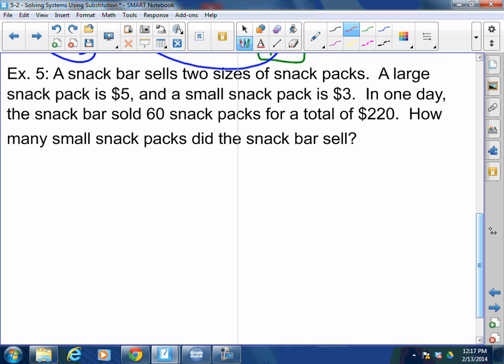A snack bar sells two sizes of snack packs. So we're talking about two unknowns already. There's a large snack pack for $5 and a small snack pack for $3. And one day the snack bar sold 60 snack packs for a total of $220. How many small snack packs did the snack bar sell?